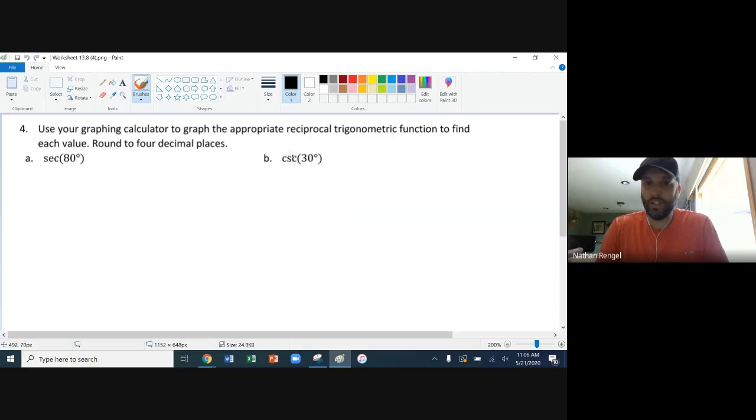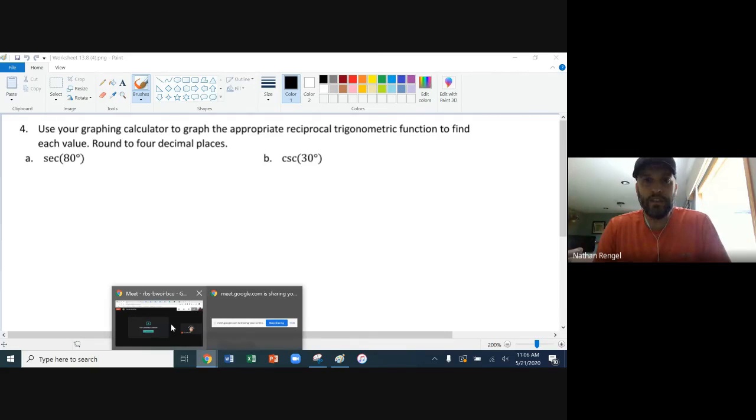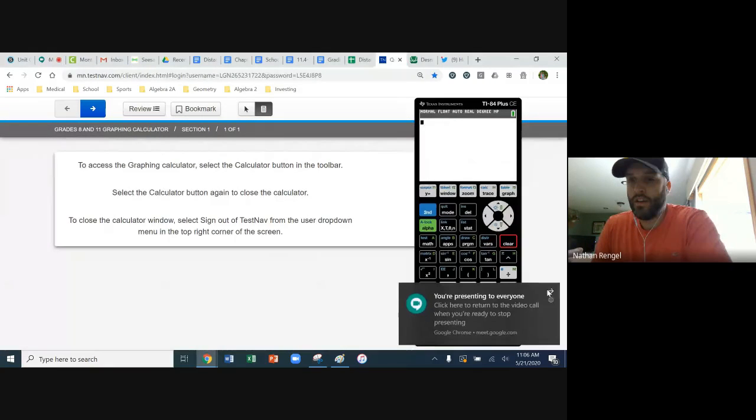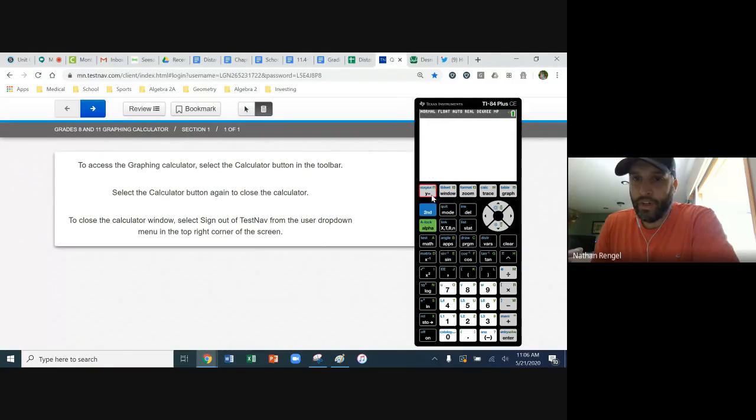You have your paper in front of you still, but I'm going to head to the calculator to show how to graph these. So when we're graphing, we're going to head into our y equals. And this first problem, we're going to put in secant of 80 degrees.